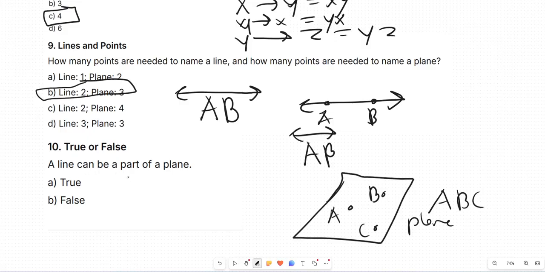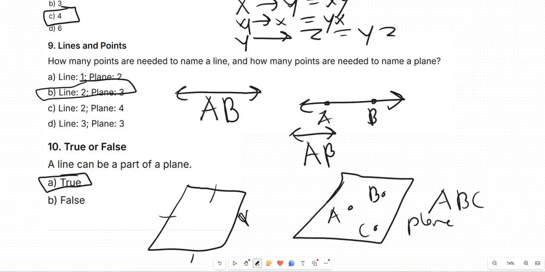True or false? A line can be a part of a plane. True. A plane, right? It has lines. Four sides, right? It is possible for a line because a line extends in both directions, and a plane extends in multiple directions, or it extends infinitely. So I can say it's true. So that's the answer. And thank you guys for watching this. I wish you learned something, and bye bye.